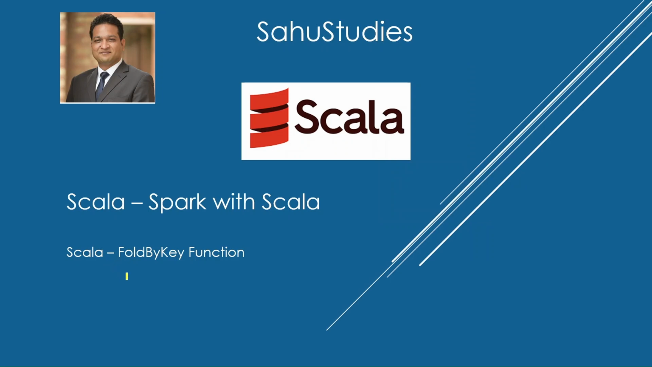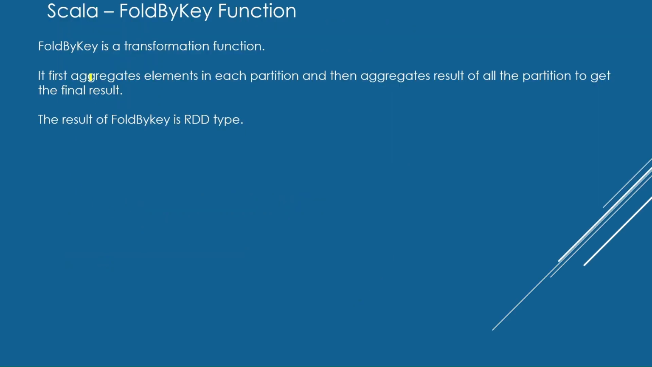In this video, I am going to discuss the foldByKey function in Scala. So what is the foldByKey function? The foldByKey function is a transformation function. Whenever we are going to do any kind of transformation over an RDD, we can use foldByKey. We can do a lot of aggregation like sum, mean, max, count on top of an RDD with the help of the foldByKey transformation function.